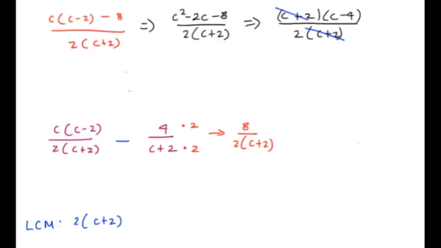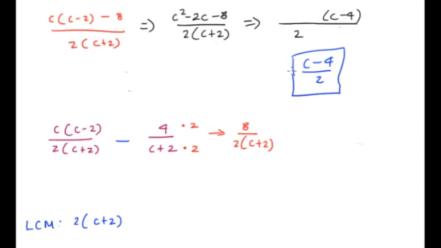So when we erase this, and once we erase that from the equation, what are we left with? Lo and behold, we have an unsimplifiable answer, c minus 4 over 2. That is a very involved problem.